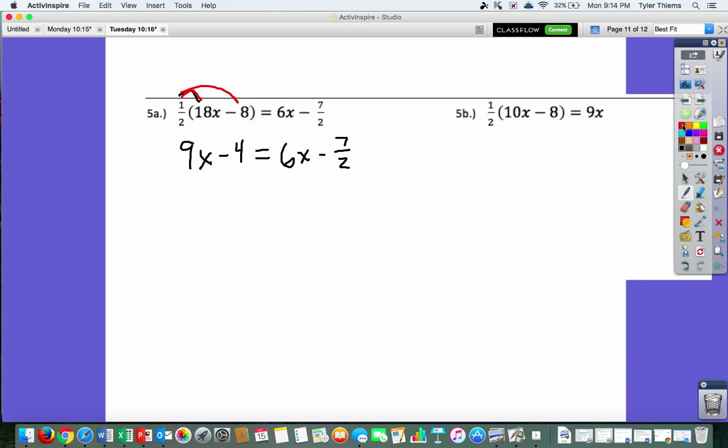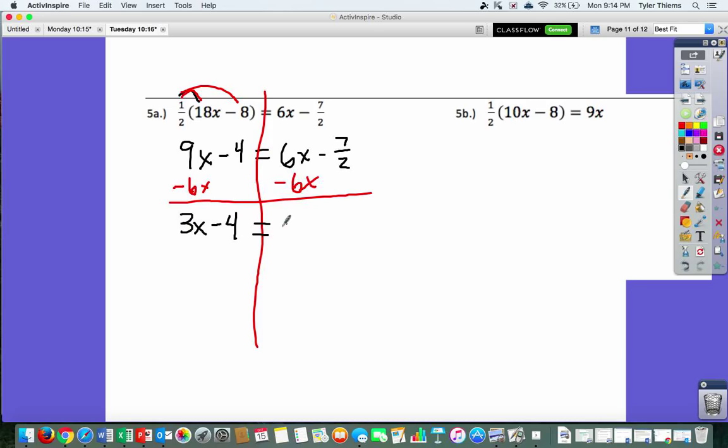7/2. Okay, variables on both sides. I'm going to subtract 6x to the right. Get my new equation, which then over here is going to be 3x minus 4 equals negative 7/2. Okay. And we're going to add 4 to both sides. To get 3x equals, let's see, 7/2.